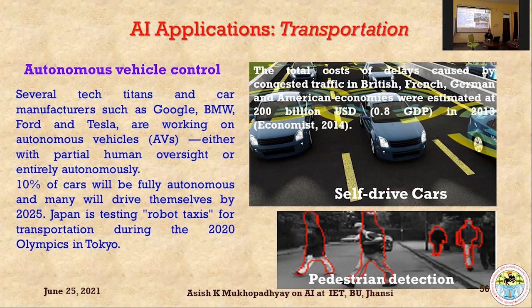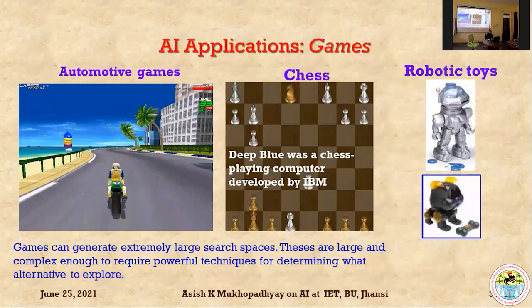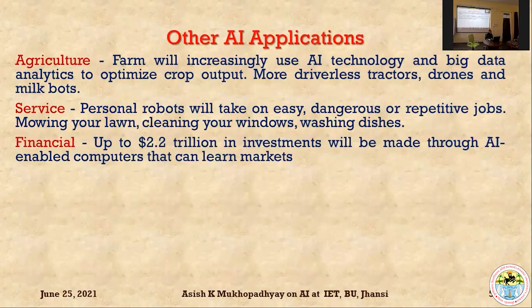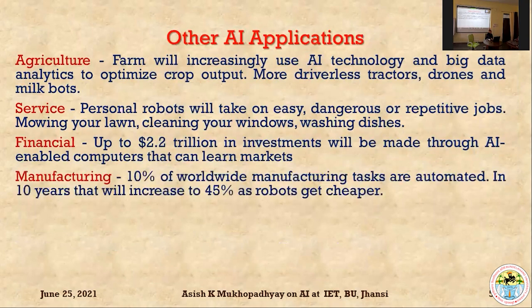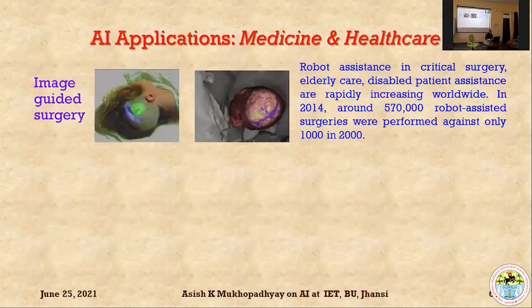I'll come to that. At the end, I'll talk about it. This is a philosophical question, more philosophical, about how driverless cars are progressing. Autonomous games, chairs, robotic toys, agriculture, service. I had given a lecture on all the agriculture applications, but here I am not going into them. A very important application is medication and healthcare.